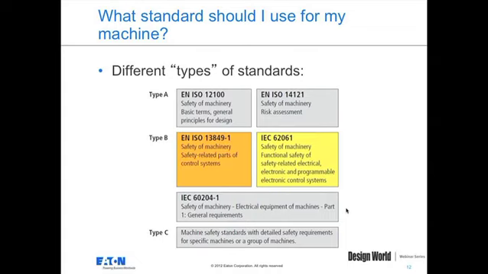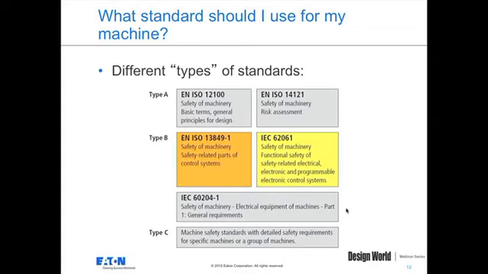So the type A are the high level and the risk assessment. So basic terms, general principles for design, and ways to do a risk assessment for your machine. Those are considered type A standards. They're overarching and they apply to all machines. The next type is given as type B. These are standards that look specifically at functional safety as it applies to the control systems. And we'll talk about that when you get into type B.